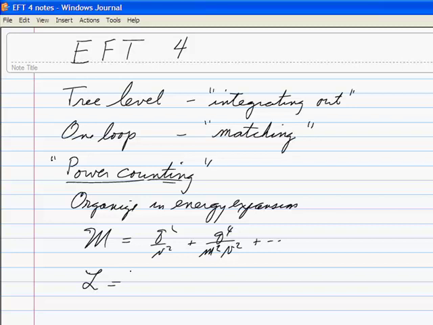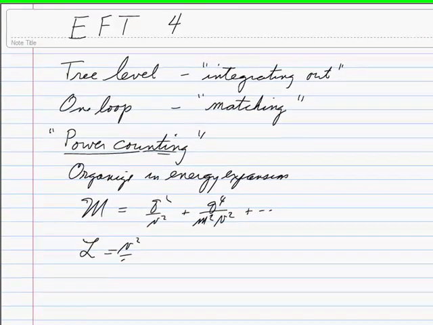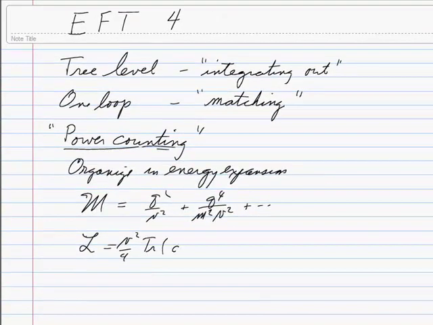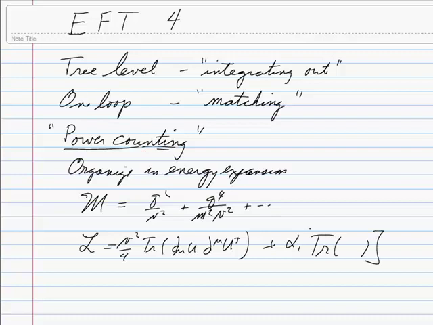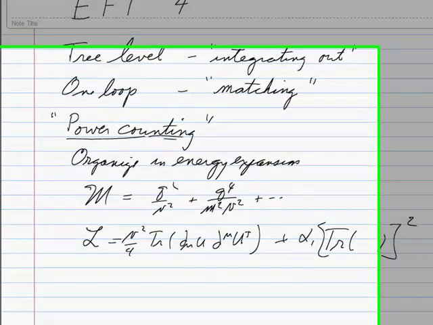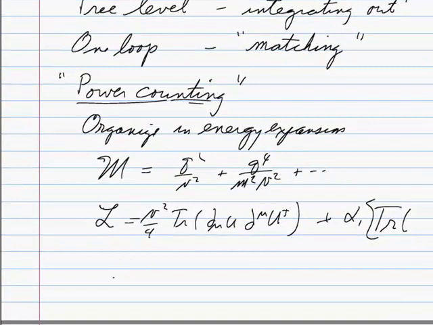And then the Lagrangian did too. We started off with v squared over 4 trace of d mu u dagger, plus something like alpha 1 times trace, same stuff, squared. So 2 derivatives, 4 derivatives. But power counting is more than that. That's the oversimplified one. It's really what's relevant for a given order.